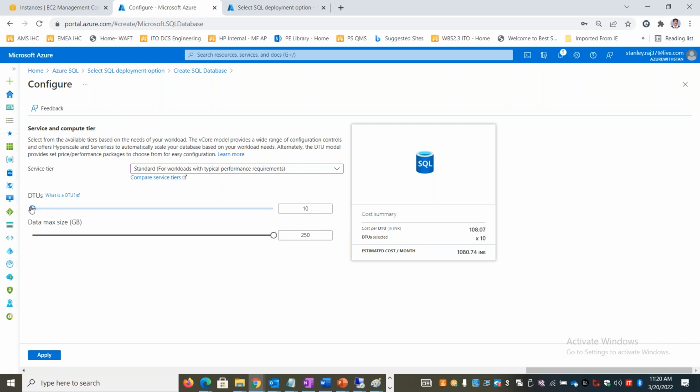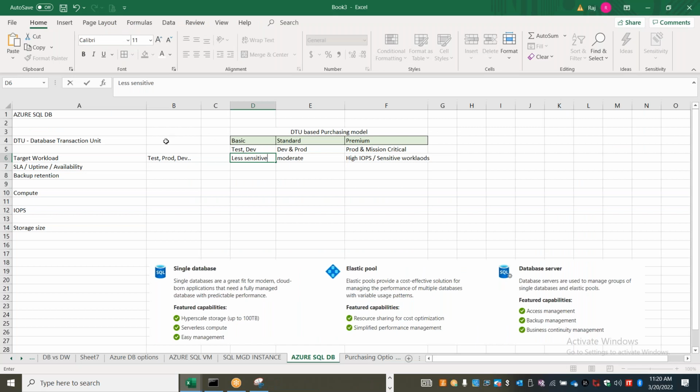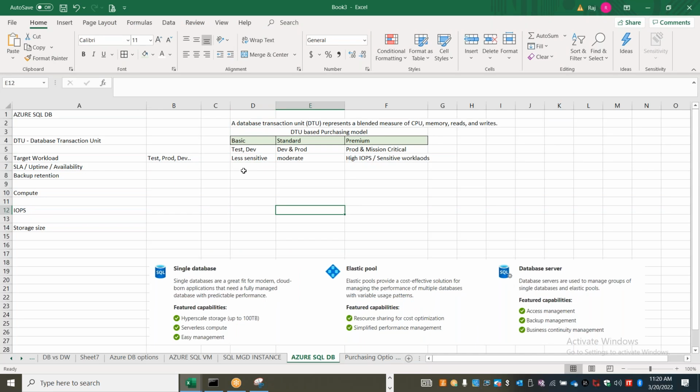I think there is a definition here. Let me copy that. So this is what I'm talking about. It's a blended measure of CPU, memory, reads and writes. People think it is only reads and writes, that when the application connects to the database it reads and writes data. That's not the only measurement. It also has a dependency on the CPU and the memory. I just want to make sure you understand the real definition behind DTU.